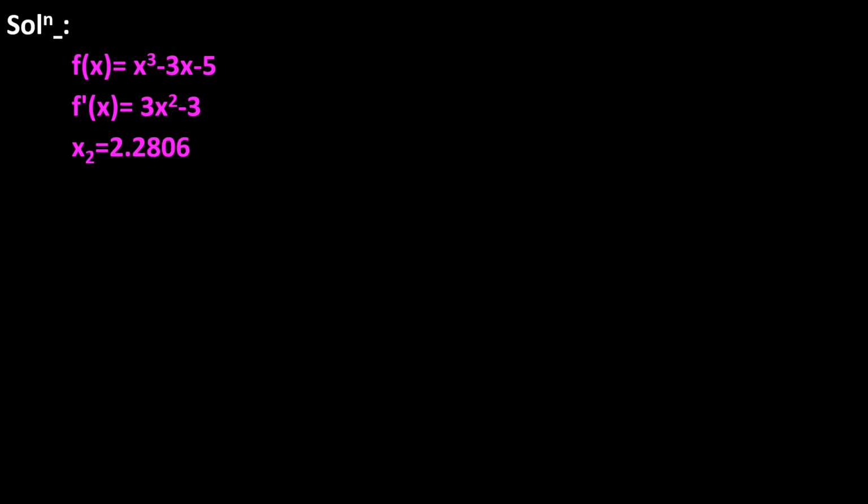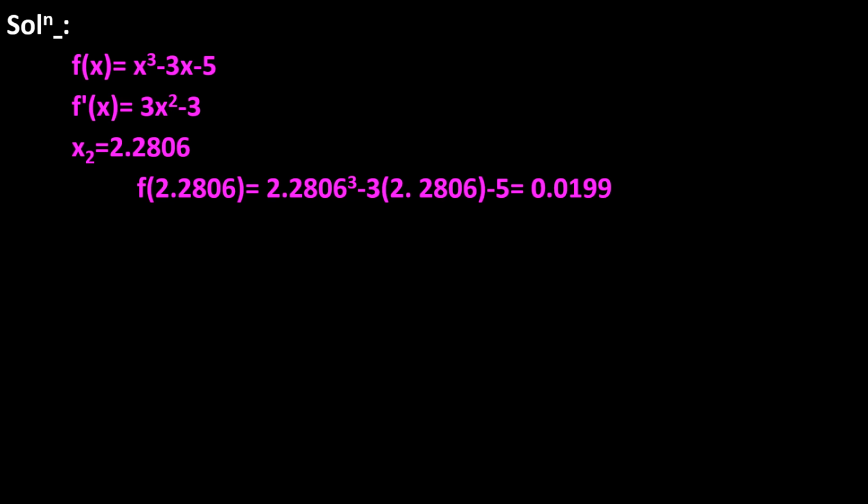We shall move on to the third approximation. We have got x2 as 2.2806. First find f(x2) and f'(x2). f(2.2806) is equal to 0.0199, which we get after rounding off to 4 significant digits after the decimal point. Then f'(2.2806) is equal to 12.6034, which we get after rounding off to 4 significant digits after the decimal point.